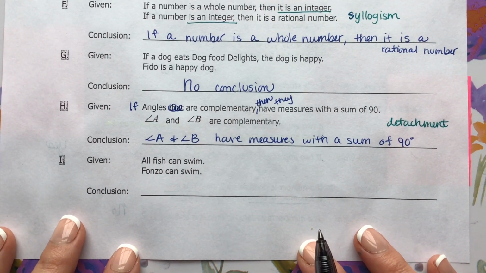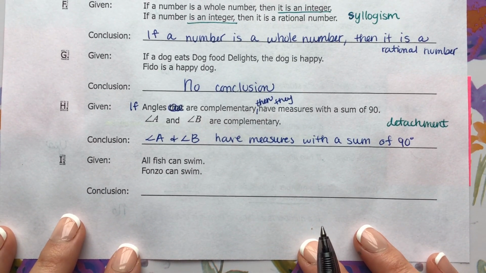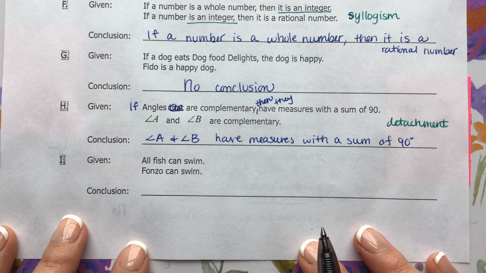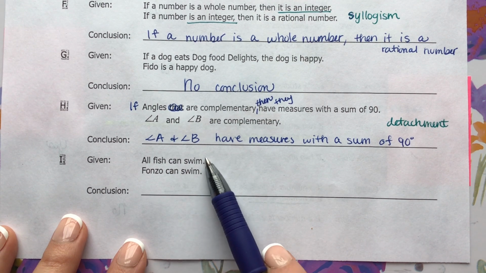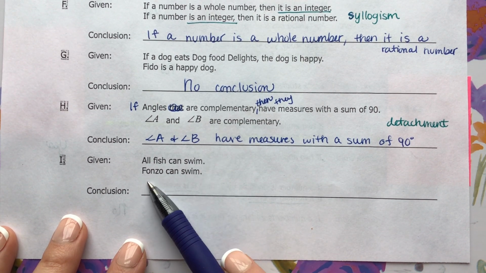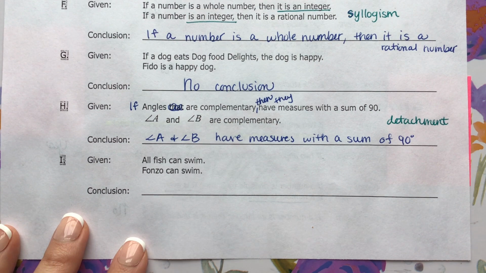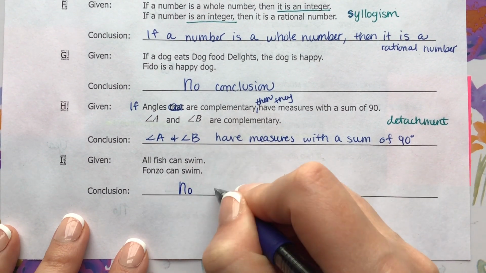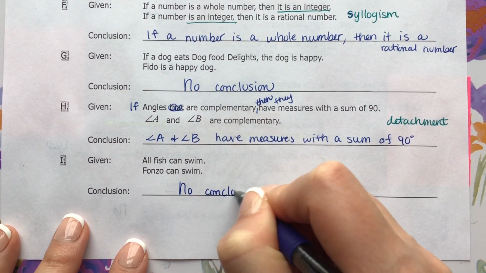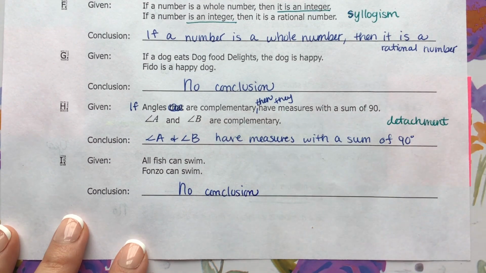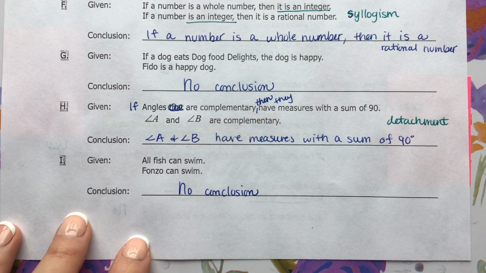Finally, for our last example, it says, all fish can swim. Fonzo can swim. We cannot make a conclusion based off of this. All fish can swim is just a statement, and then Fonzo, we have no idea if he's a fish or a human or anything like that. So no conclusion can be made. This is far too vague of an example, and we need a little more specificity.